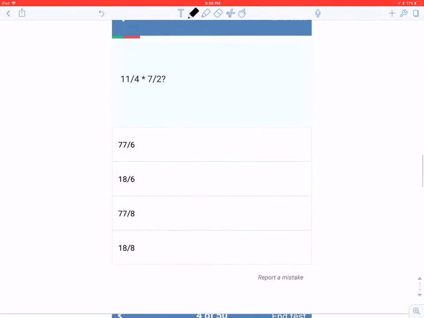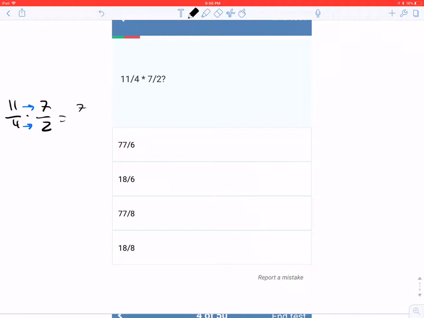So 11 over 4 times 7 over 2. Okay, it's not too bad. So if we say 11 over 4 times 7 over 2, right? So to multiply fractions, we multiply straight across. So we say top with the top and bottom with the bottom, all right? Before I get those big numbers, I usually try to cancel or simplify, but nothing cancels with anything on top or bottom. So then we just multiply the numbers.